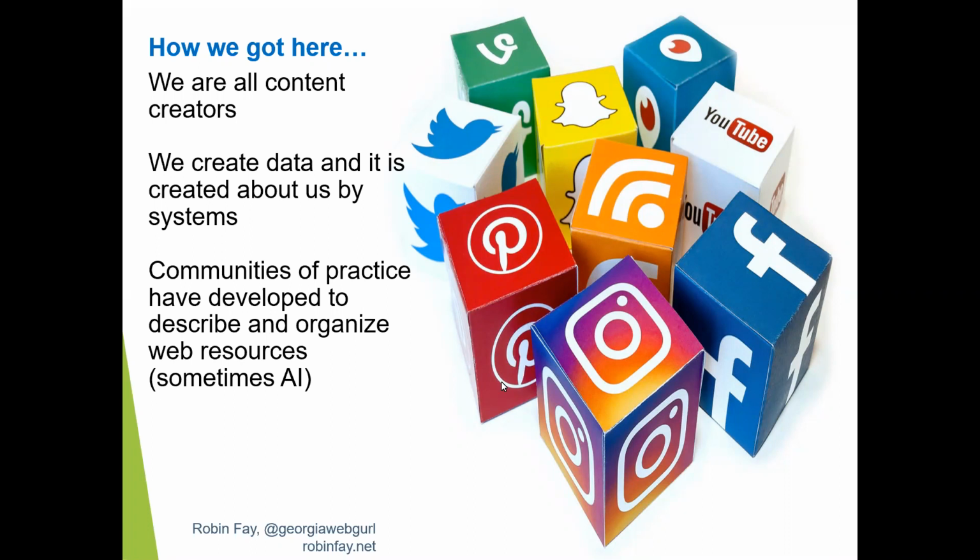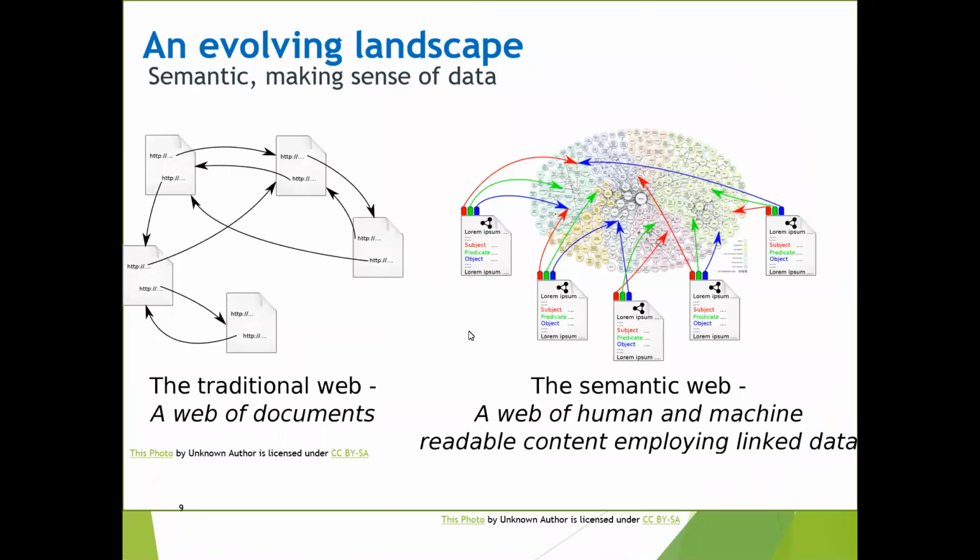And there have been communities of practice developed to describe and organize web resources, or sometimes use artificial intelligence, as I was talking about with harvesting and creating those titles. But this community practice has gone so much further beyond what we can do because we're limited by MARC. And it is an evolving landscape.